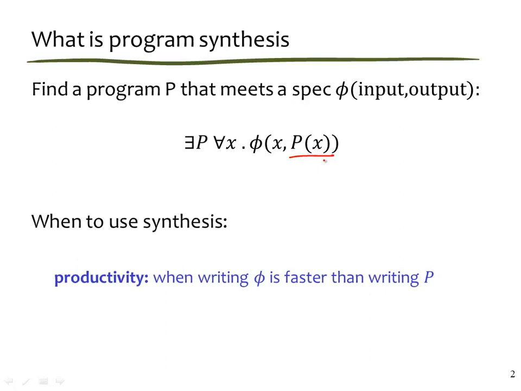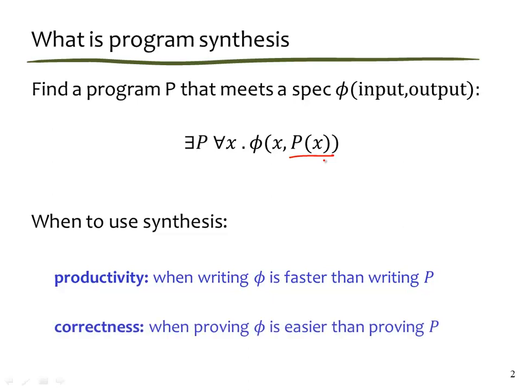When would you like to use synthesis? Well, there are several situations. One of them is productivity, when you may want to write that specification phi faster than the program itself. And in some cases, correctness, when proving phi, or convincing yourself that the specification is correct, is faster than proving program P. In this tutorial, for reasons that will become clear soon, we'll focus more on productivity than correctness, although correctness still under certain circumstances can be guaranteed as well.